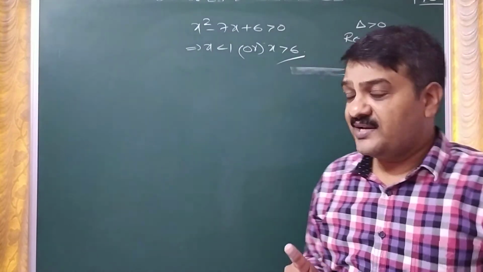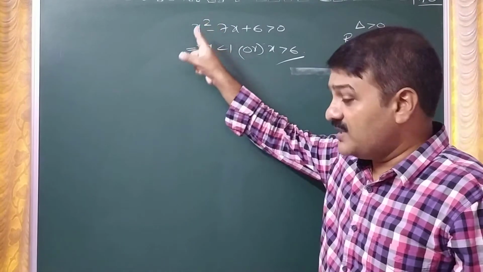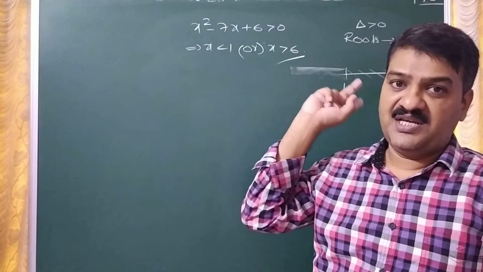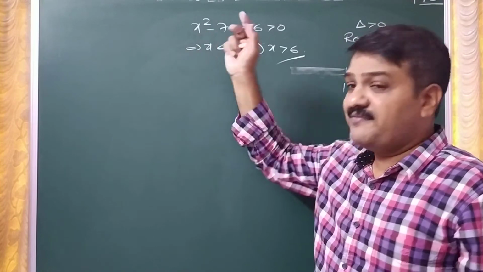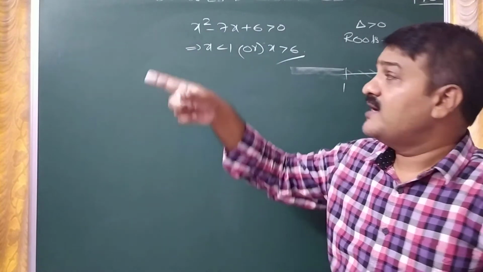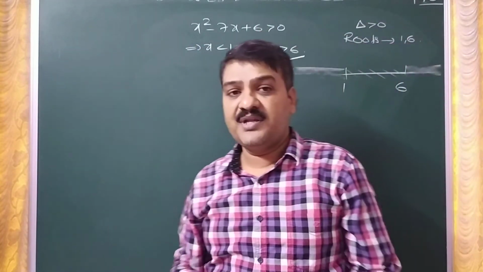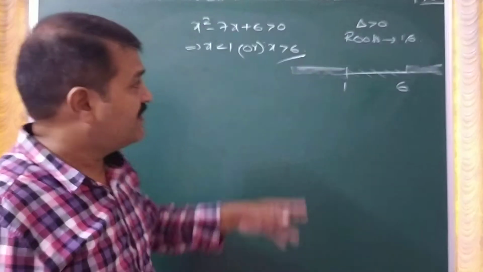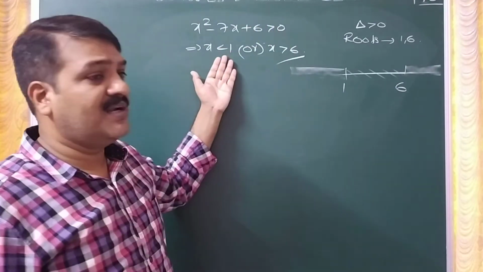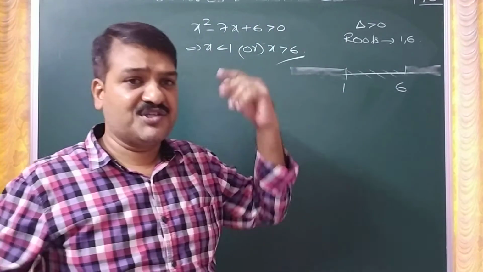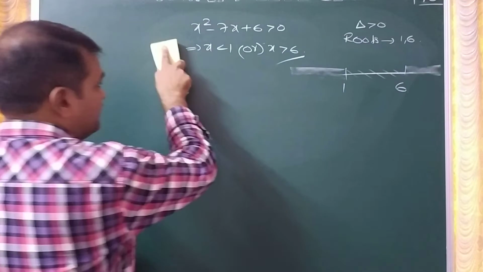So you have to take care that the x square or quadratic term must be positive only. If it is negative, multiply with minus. Once this is positive, for less than symbol, you take lies between the roots. For greater than symbol, you take does not lie between the roots. That is our solution. Okay.